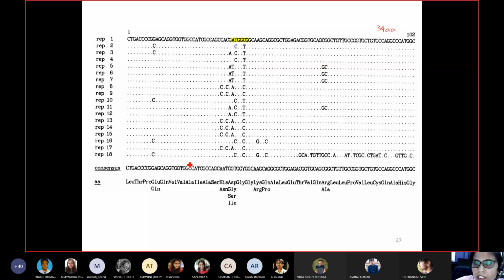Another important feature, which you can see in repeat number 18, is that it was only conserved until this point. Only half of the repeat was significantly similar to other repeats, but in the end, from here to here, this was variant. So this was not exactly similar to the other repeats.